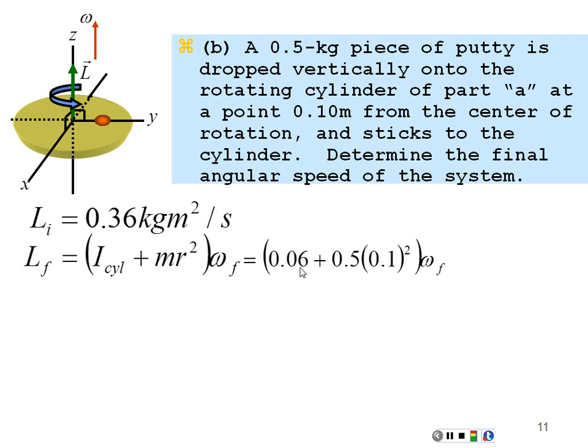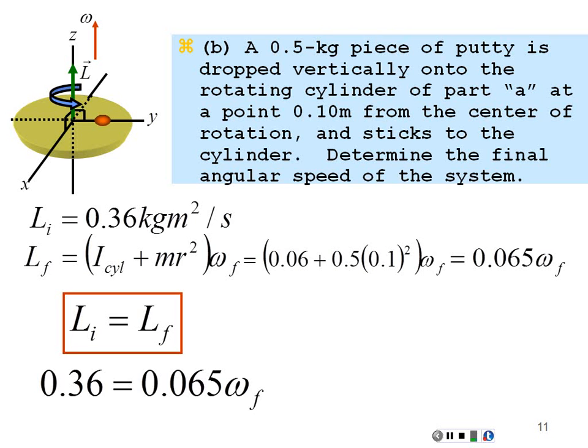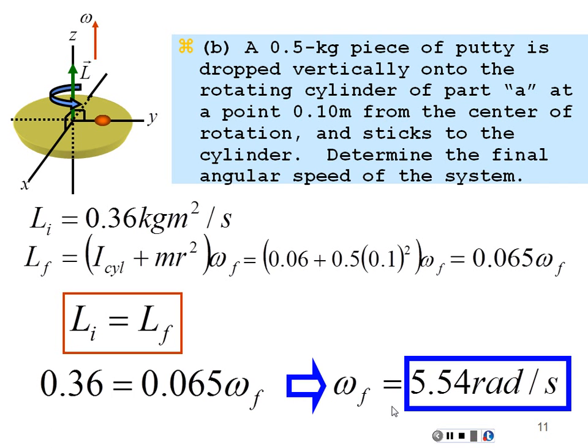That's going to be 0.06 for the disk, plus the putty was 0.5 kilograms and it's 0.1 meters away from the axis of rotation squared. So that is a new moment of inertia of 0.065. These two angular momentums should be equal. So we have 0.36 is equal to 0.065 times omega, and our final angular speed will be 5.54 radians per second. So it was moving at 6 radians per second. A little piece of putty fell on it, changed its moment of inertia, and now it's rotating at 5.54 radians per second.